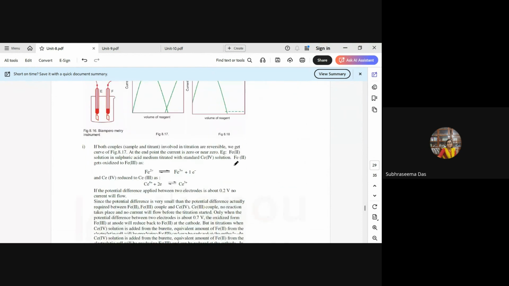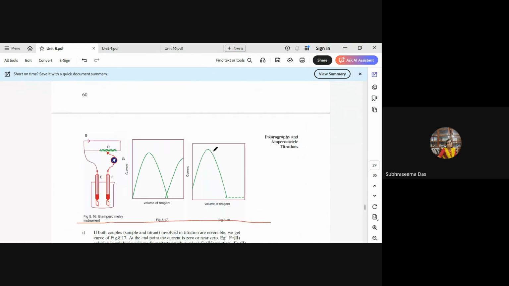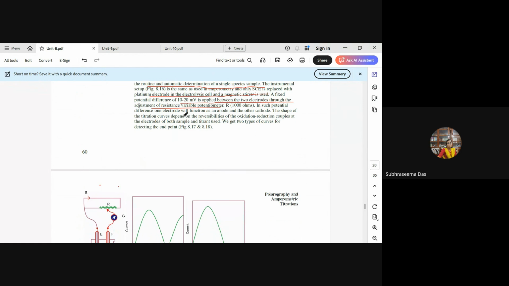The method is very simple and used for the routine and automatic determination of a single species sample. Here is the experimental setup for biamperometry, shown in figure 8.16. The instrumental setup is the same as that of amperometry, with the SCE replaced with a platinum electrode, and in the electrolysis cell only a magnetic stirrer is used. A fixed potential of 10 to 20 millivolt is applied between the electrodes through the adjustment of a variable resistance potentiometer. At such a potential difference, one electrode will function as an anode, the other as the cathode.